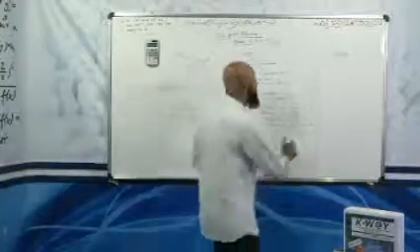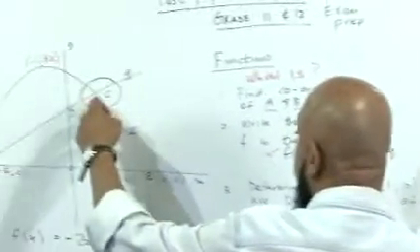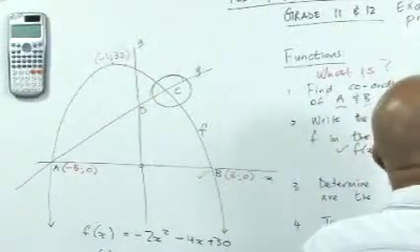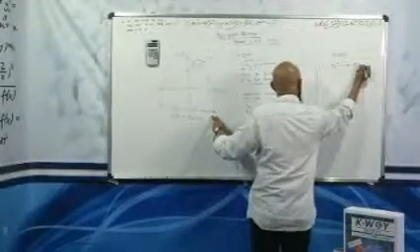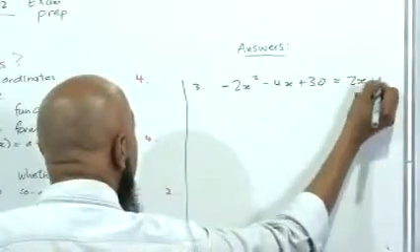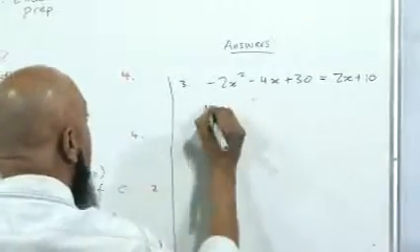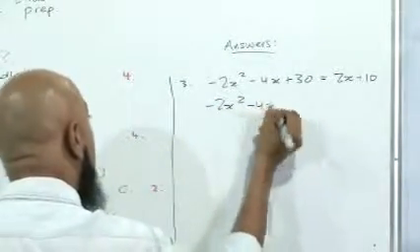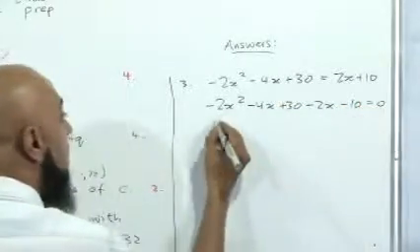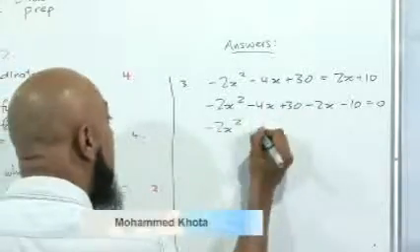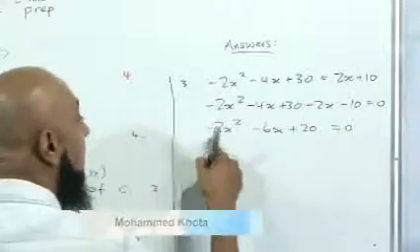Now, there are many ways of attempting this one. The first method that comes to mind is I'm going to equate the two graphs, because at the point of intersection we know these two graphs are equal. So minus 2x squared minus 4x plus 30, that's graph f, is equal to 2x plus 10, because that is the point of intersection, and we know at the point of intersection two graphs are equal. So now we're going to do this. Minus 2x squared minus 4x plus 30 minus 2x minus 10 is equal to 0. We've got negative 2x squared minus 4x minus 2x is minus 6x, plus 30 minus 10 is plus 20, is equal to 0. Divide by negative 2.